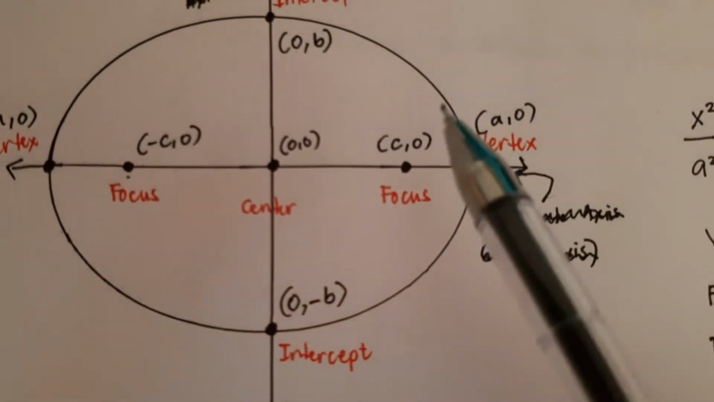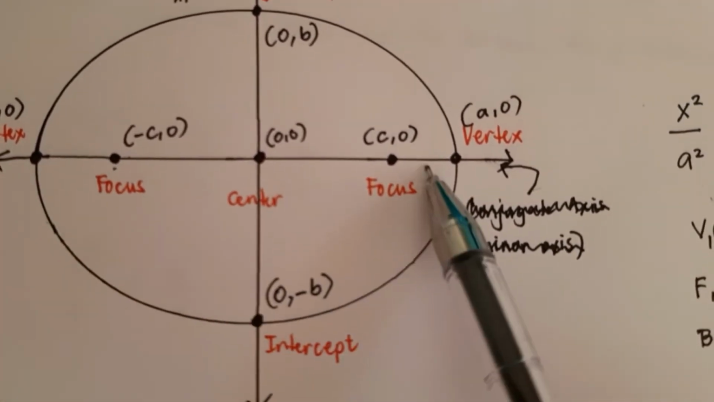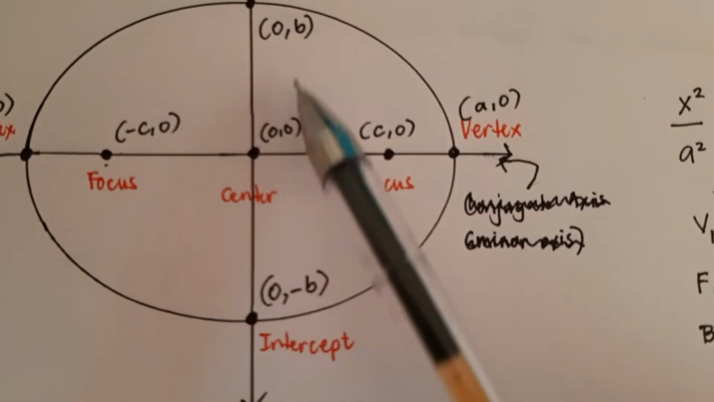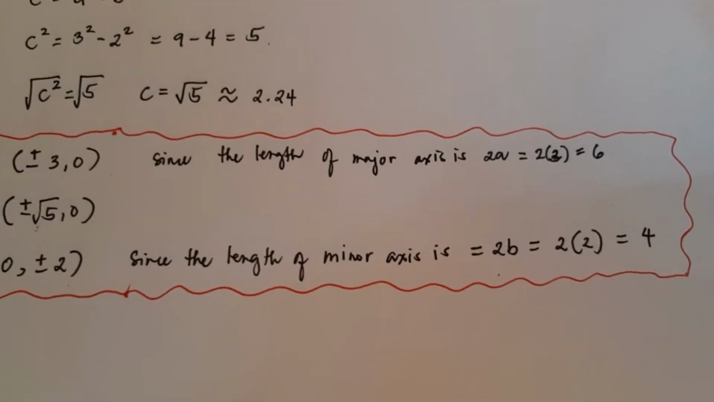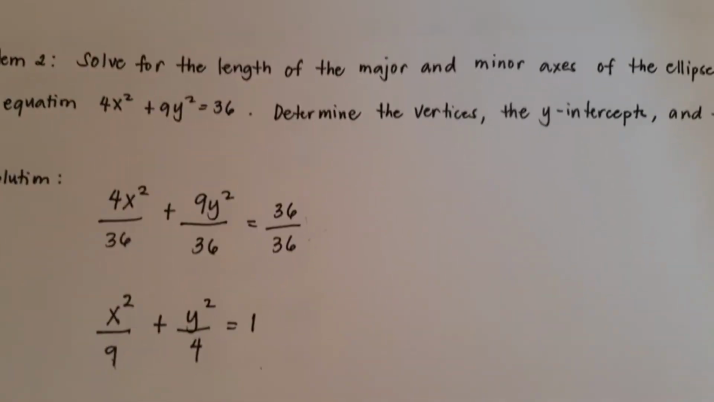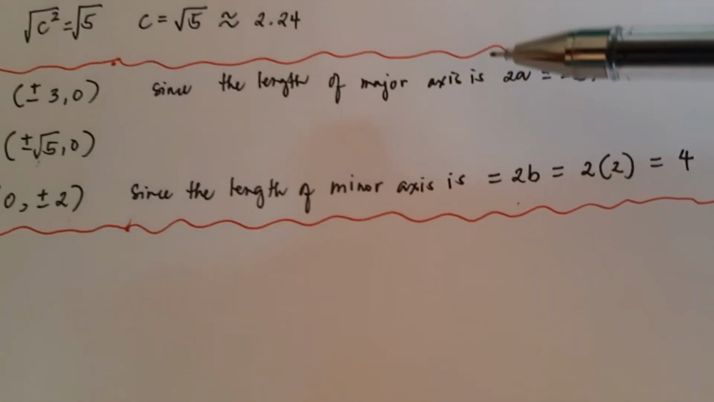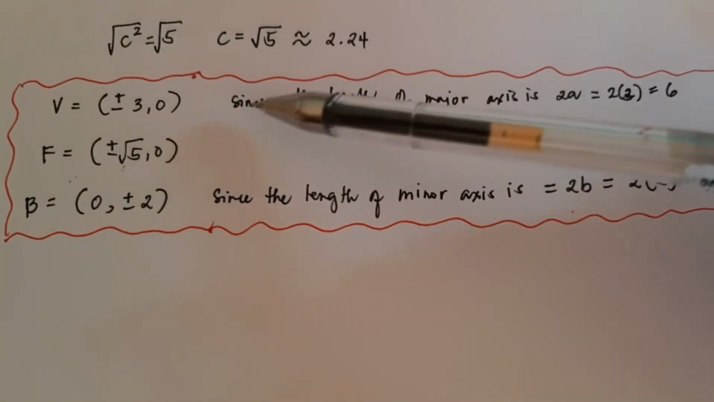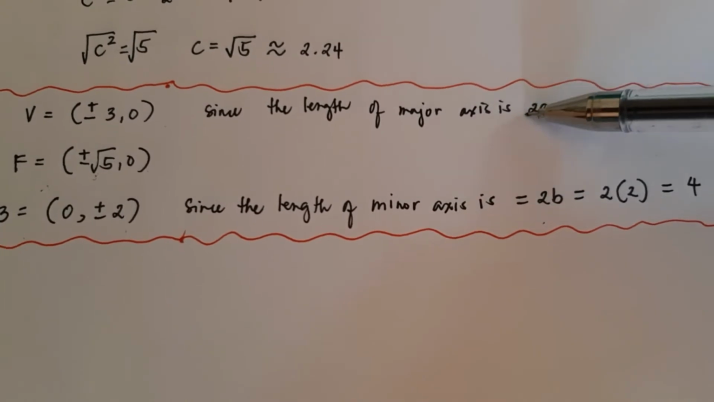So, ito yon. Ang length nito, di ba, ay A, so 2A. Ito naman B, so 2B. So, ang hinahanap kasi ay length ng major axis at saka minor axis. So, therefore, ang length ng major axis ay nasa vertices, which is 3. Then, formula is 2 times A.